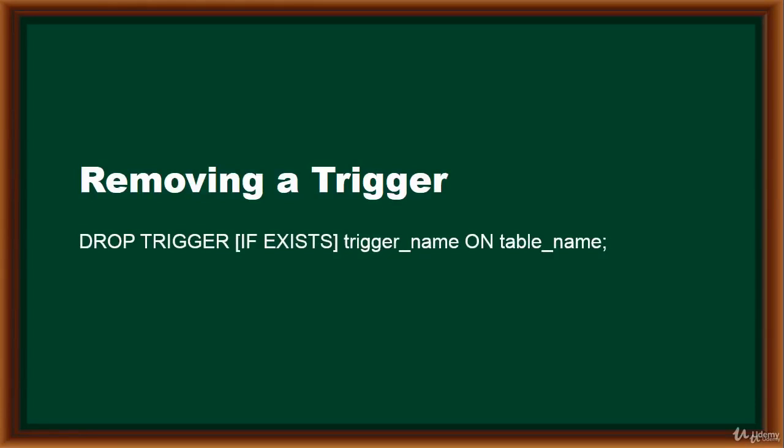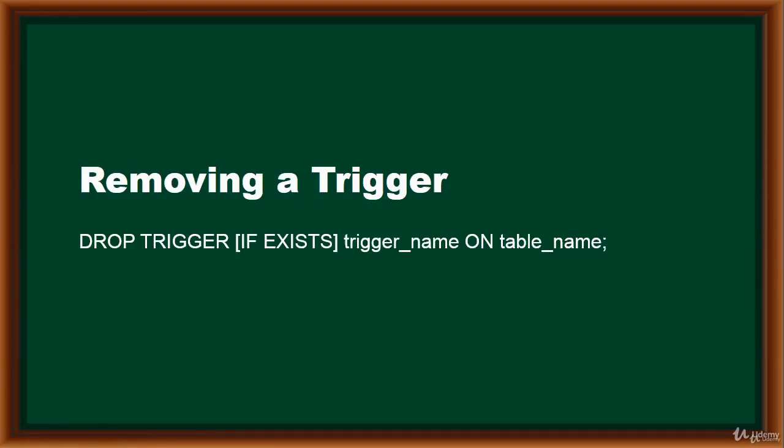To remove an existing trigger definition, you have to use the drop trigger statement. So let's take a look at the statement. This is a typical statement you would use to drop an existing trigger. You specify the name of the trigger that you want to remove after the drop trigger clause, and then the table that the trigger is associated with.